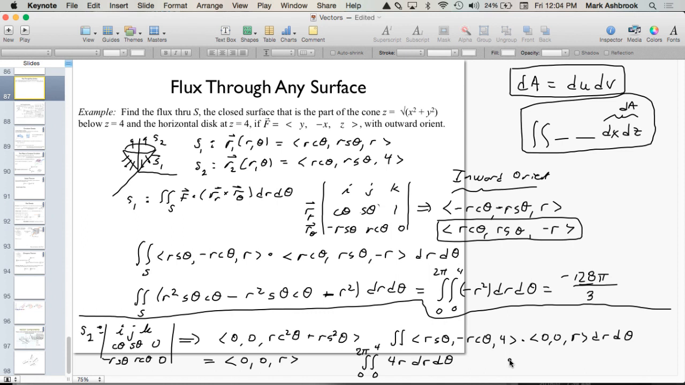It's too much. And what is that? 64 pi? Which is how many thirds pi? 192 thirds pi. 192 thirds pi minus 128. What is it? 64?